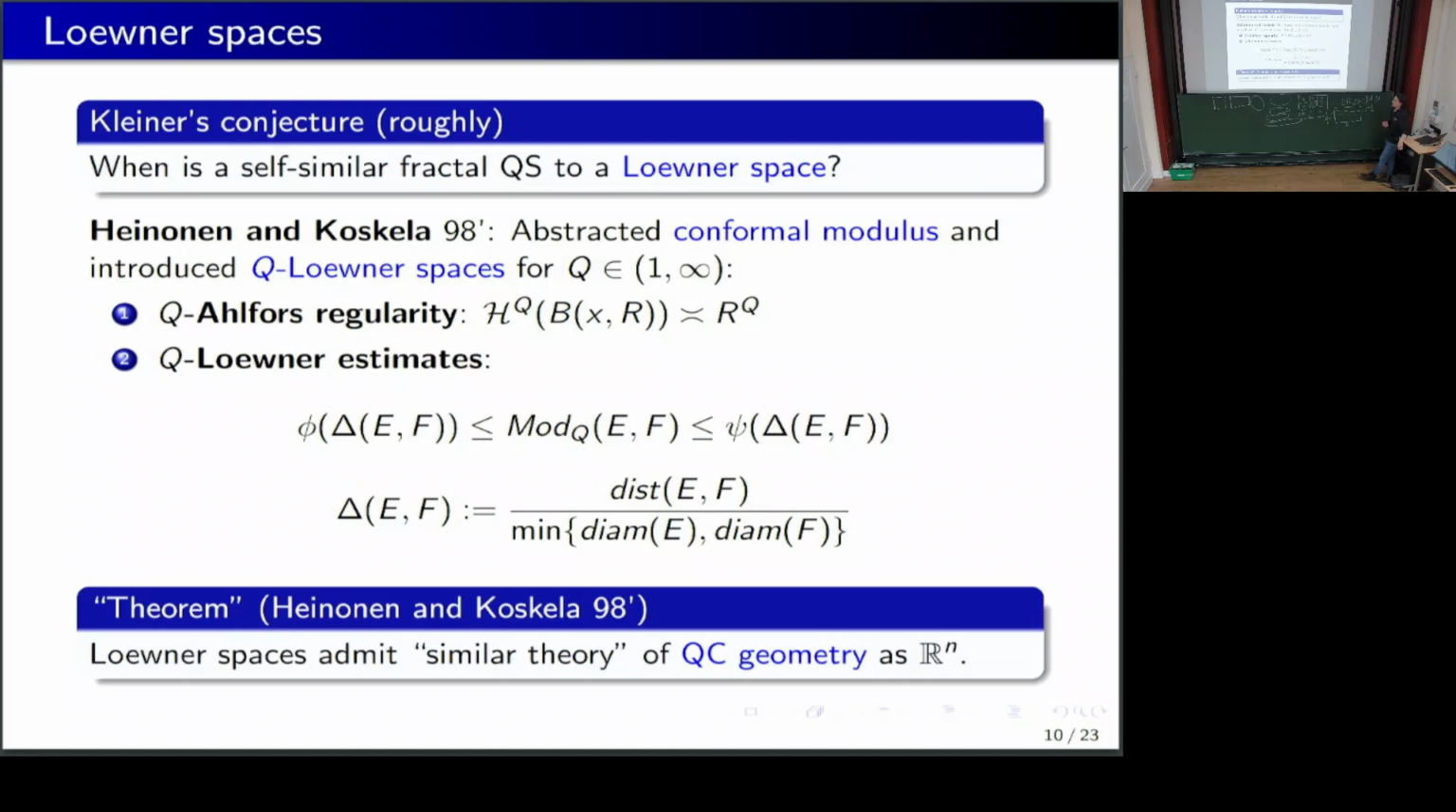Why this is interesting is that what Heinonen and Koskela essentially showed is that Loewner spaces admit a similar theory of quasiconformal geometry as Euclidean space. So this is a very good generalization of conformal modulus into more general metric spaces. This is the point. And this also gives motivation for Kleiner's conjecture, because if you are quasi-symmetric to a Loewner space, then that means that you have the same quasi-conformal geometry as the Loewner space.